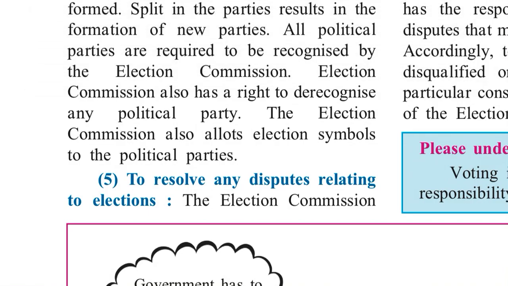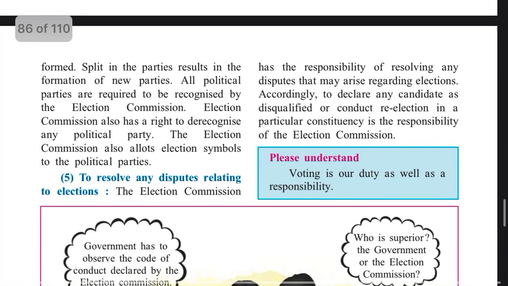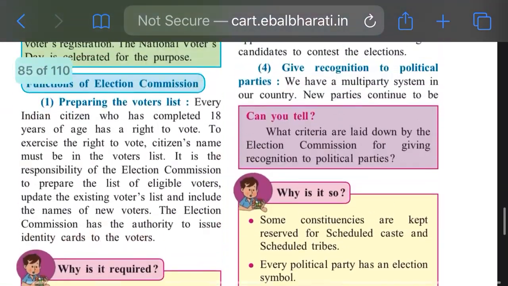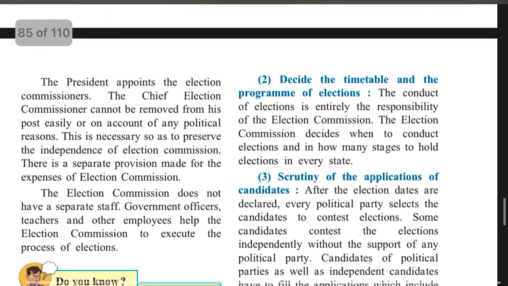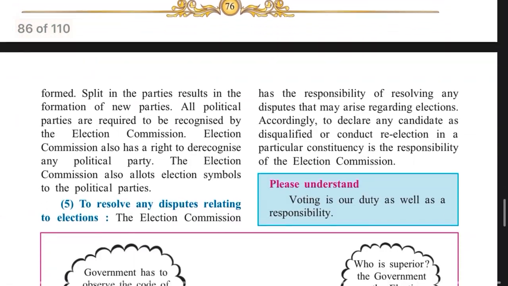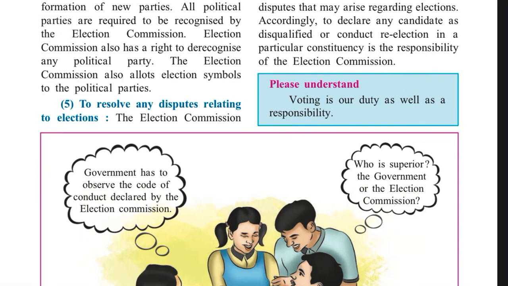What is it? To resolve any disputes relating to elections. Now, when elections are taken place, if somebody accuses that there have been malpractices, fraud हुआ है elections में, पैसा use किया है, so on and so forth, if such blames are made, then what to do? So election commission देखता है कि ये सब चीज़ें ठीक से हुई है कि नहीं है. वो independent inquiries करते, and they have the power to overthrow any candidate if any disputes arise. Alright. So to declare any candidate as disqualified or conduct re-election in a particular constituency is the responsibility of election commission. Let us quickly revise the 5 points: preparing the voter list, deciding the timetable and the program of elections, scrutiny of applications of candidates, giving recognition to political parties, and number 5, to resolve any disputes relating to elections.